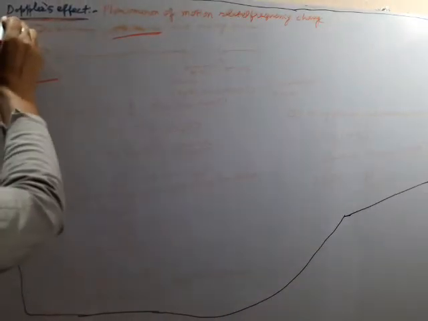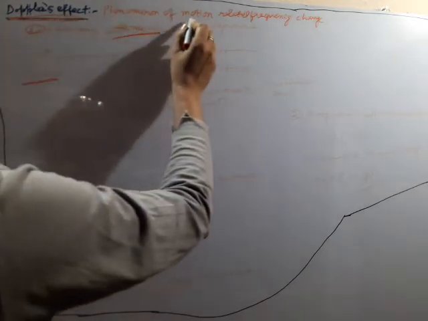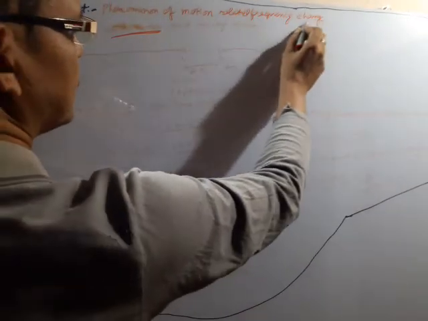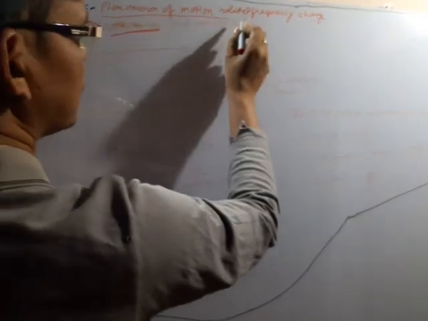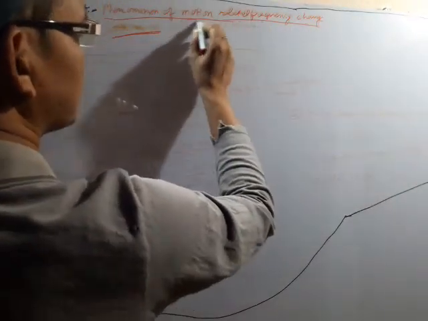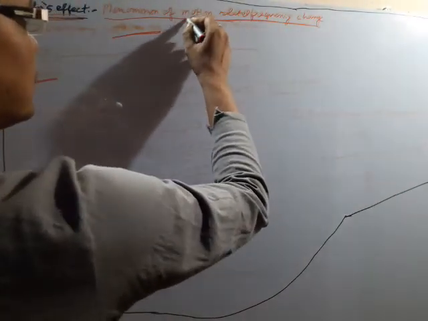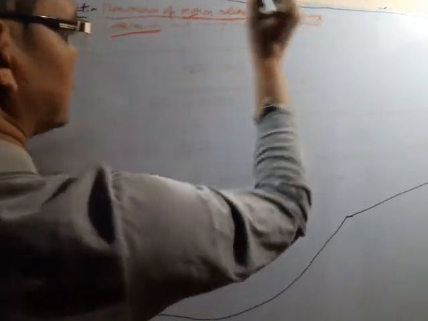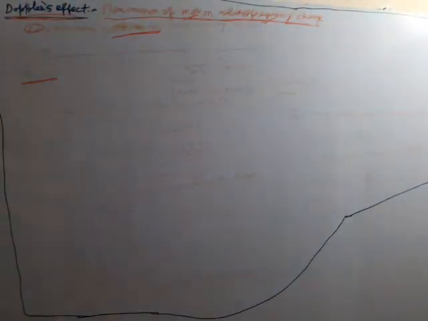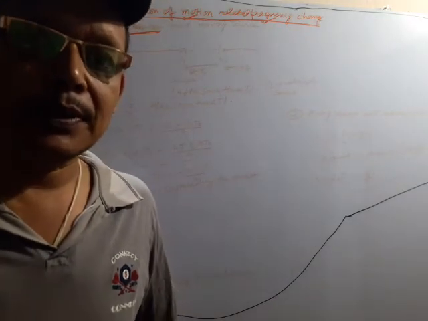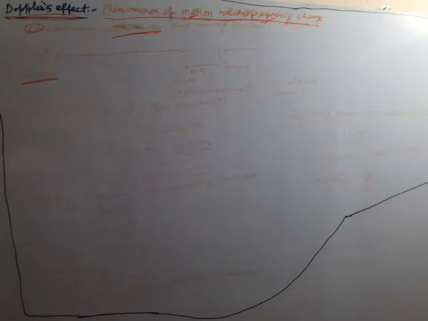Okay, today we are going to discuss the Doppler effect, the phenomenon of motion related frequency change. What is this phenomenon? You know about motion and frequency. Frequency is the reciprocal of time period. You know what frequency is? It is the reciprocal of time period, and the unit of frequency is hertz.